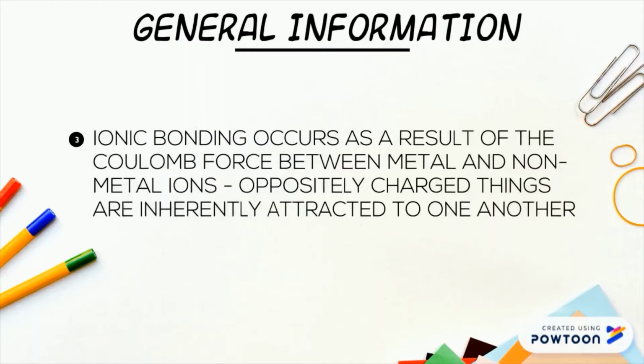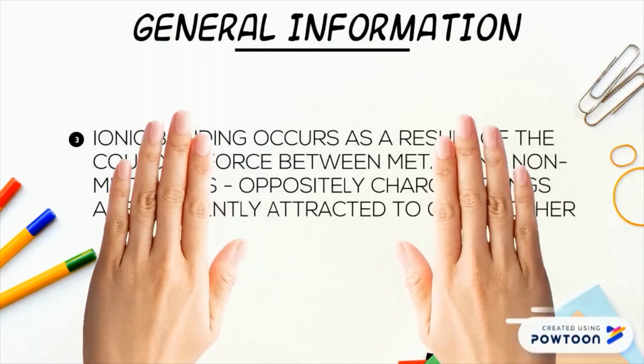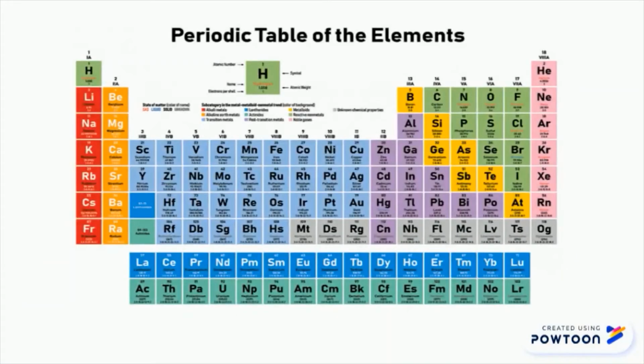As is known in physics as well as in everyday life, oppositely charged things are inherently attracted to one another. The same applies to the tiny atoms all around us. This is the periodic table of elements. From this table, we can know metal and non-metal elements, because ionic bonding only occurs between metal and non-metal elements.